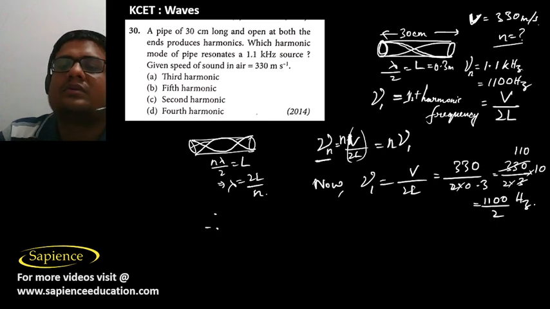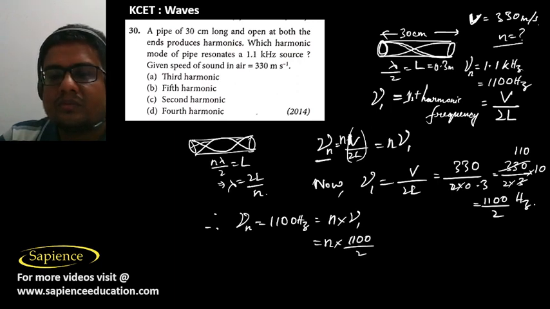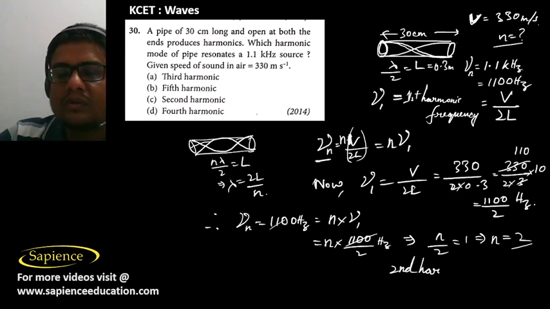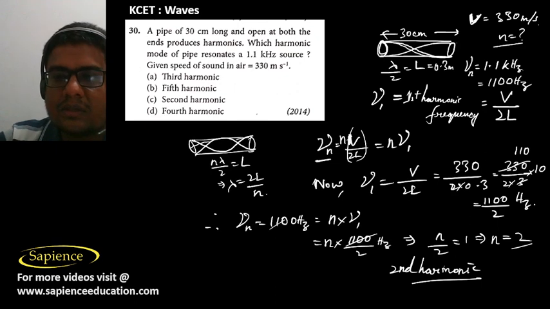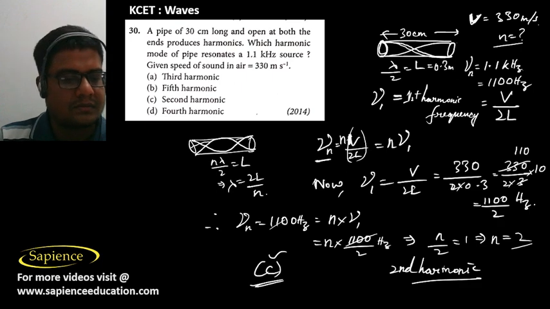Now therefore nu n is 1100 hertz, that is equal to n times nu 1, so that is equal to n times 1100 by 2 hertz. So these two will cancel, so n by 2 is equal to 1, so n is equal to 2. So it is the second harmonic. The second harmonic mode of vibration in the pipe will resonate with the 1.1 kilohertz source. So option C is the correct answer.